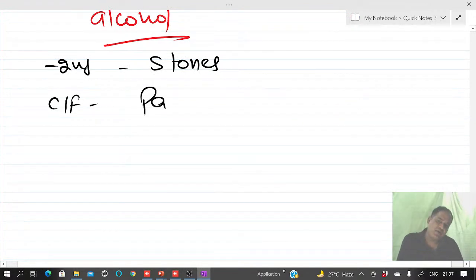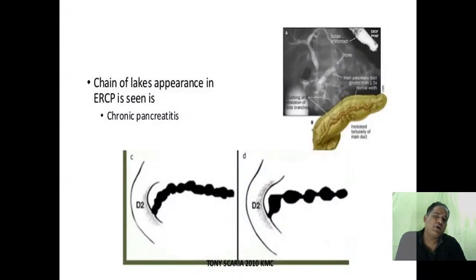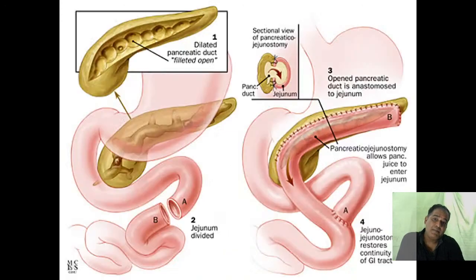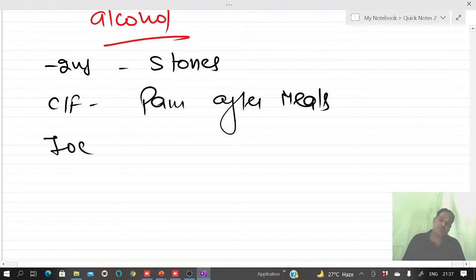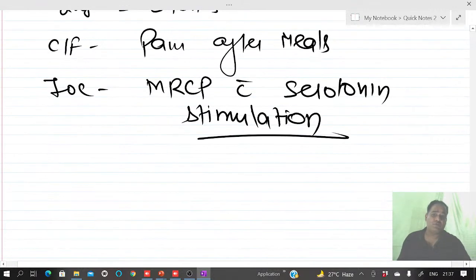Second cause is gallstone. Most common clinical feature is pain after meals. What do they ask over here? This is what they ask: chain of lakes appearance, which is seen on ERCP. Make no mistake, they may ask you what the investigation of choice is. Investigation of choice is MRCP with secretin stimulation. It is not ERCP.